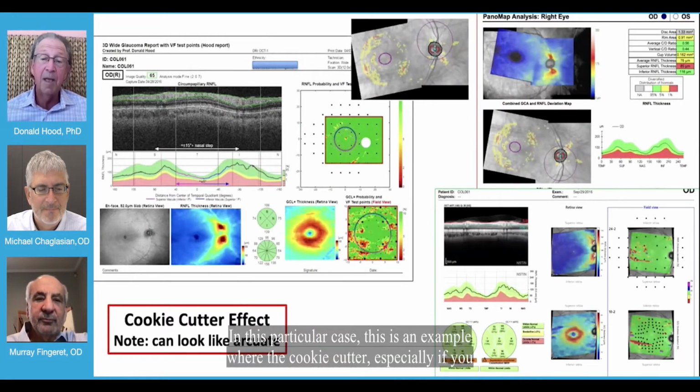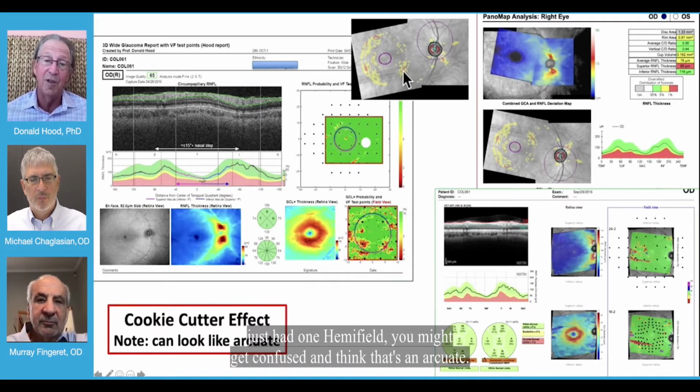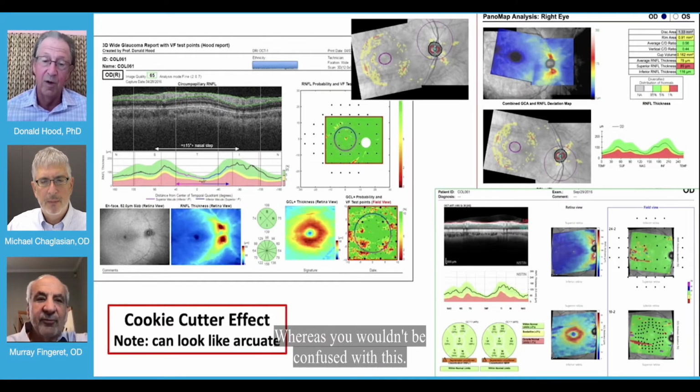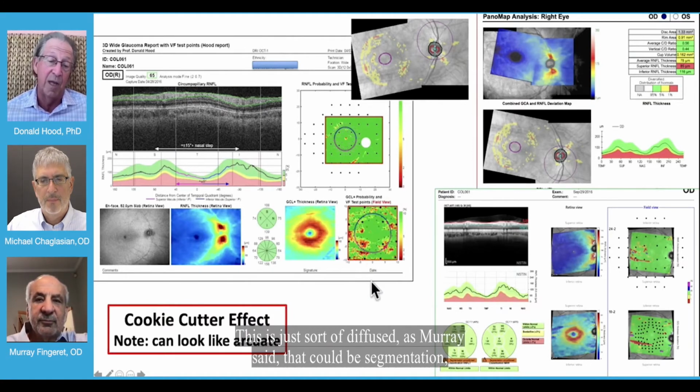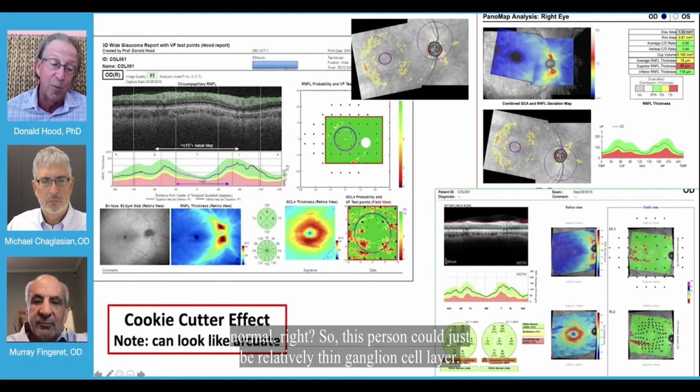Okay. In this particular case, this is an example where the cookie cutter, especially if you just had one hemifield, you might get confused and think that's an arcuate. Yep. Whereas you wouldn't be confused with this. This is just sort of diffuse. As Murray said, that could be segmentation, or it's more likely that somebody's got to be in the lower 5% of normal, right? So this person could just be relatively thin ganglion cell layers.